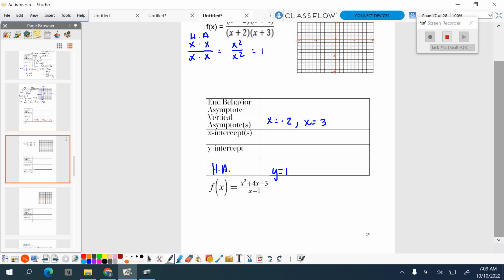For the next one, the graph is on the following page. If I factor this, I get x plus 1 times x plus 3 over x minus 1. Nothing cancels there. So my horizontal asymptote, looking at the leading x terms, there isn't one. So no horizontal asymptote. Vertical asymptotes, we got x equals 1. No holes. And you should be able to find those critical values on the next page.